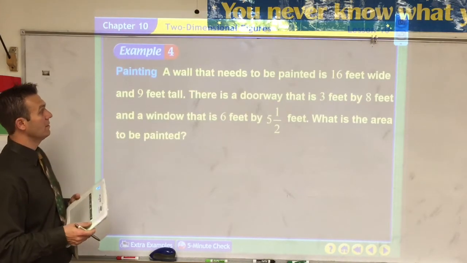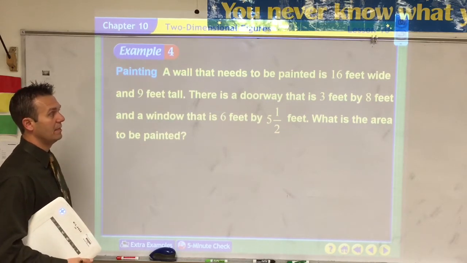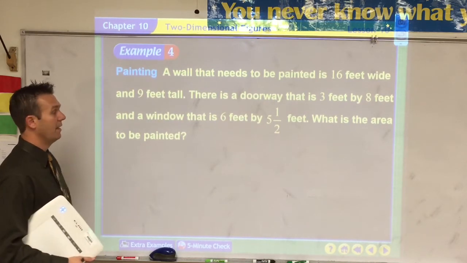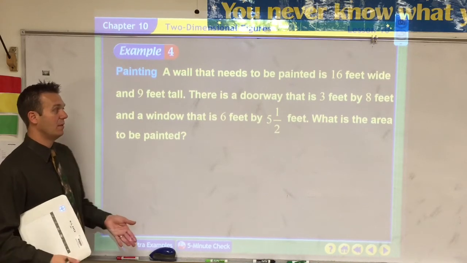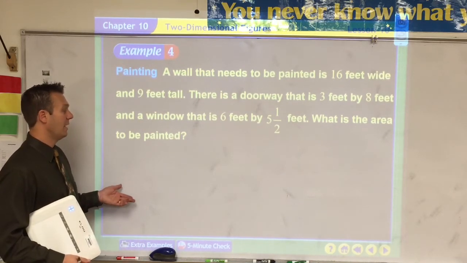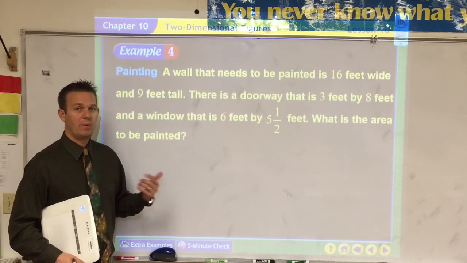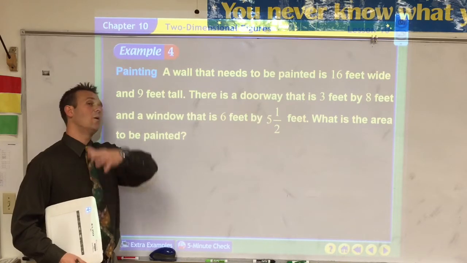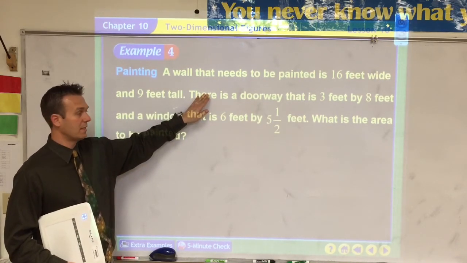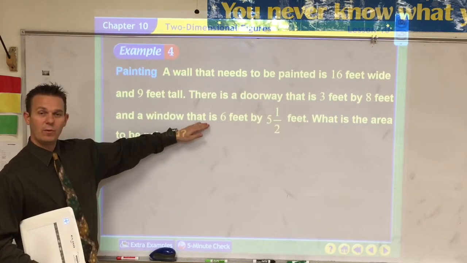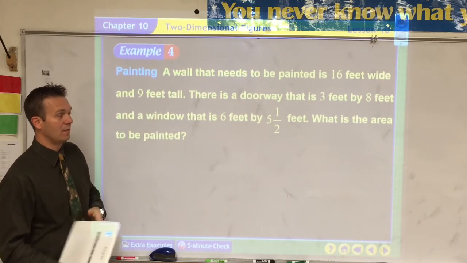All right, and now example number 4, we're getting into problem solving questions. It says a wall that needs to be painted is 16 feet wide and 9 feet tall. There's a doorway that is 3 feet by 8 feet and a window that's 6 by 5.5. What's the area to be painted? Well, we're not gonna paint the doorway and we're not gonna paint the window. So we're gonna find the total area of it all, and then we're gonna subtract the doorway, which is a rectangle. We're gonna subtract the window, which is a rectangle. And remember, this is a 16 by 9 rectangle as well.